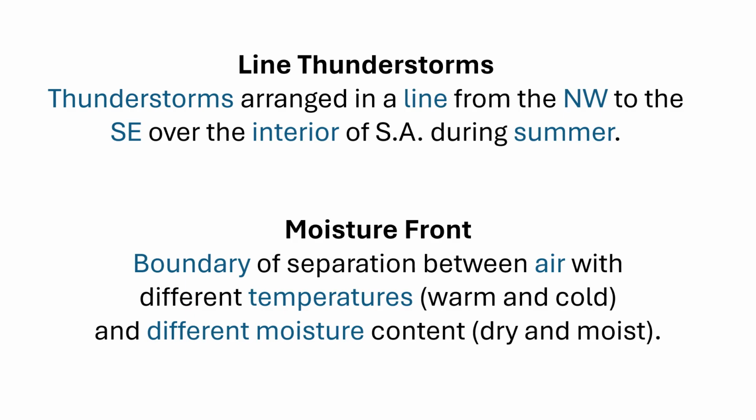A moisture front is a boundary of separation between air with different temperatures and different moisture content. This moisture front separates warm and cold air, but also air that is dry and moist from each other.